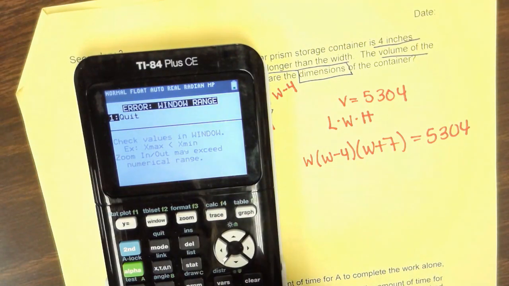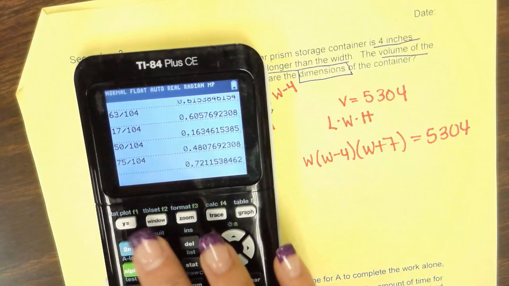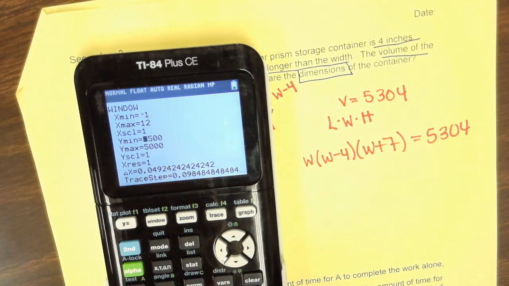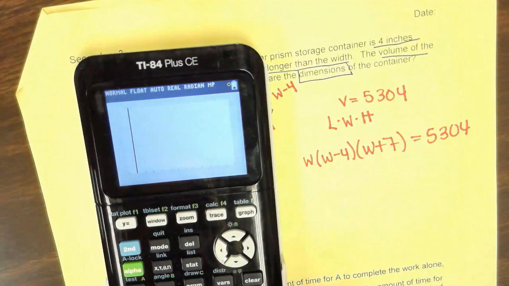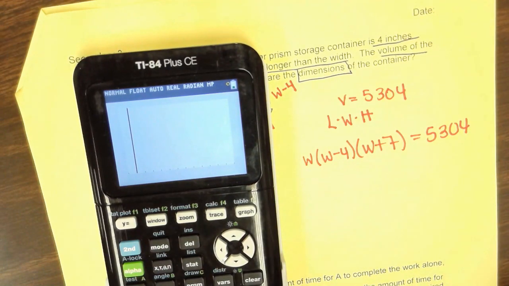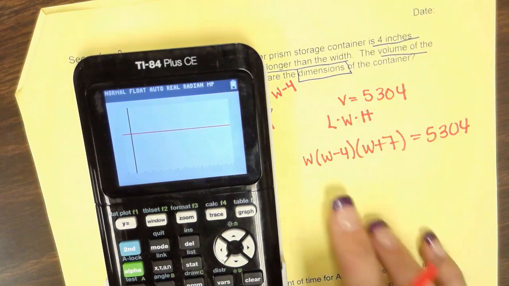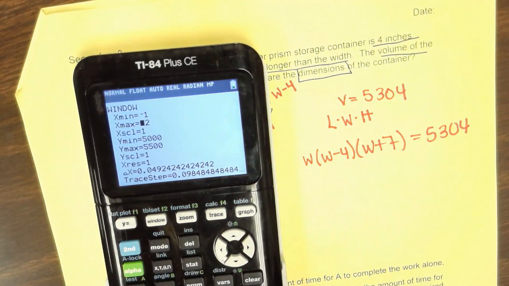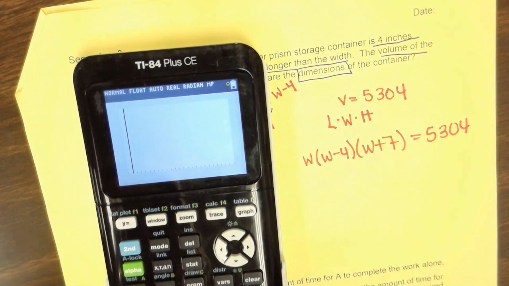Graph. Oh, something happened. Window range. Let's check it out. Oh, my min was bigger than my max. That can't happen. So 5,000 should go there, the 5,500 there. Now that looks good. And let's see where they intersect. Well, apparently I don't see my other graph, right? So let me go back to window. Maybe 12 wasn't big enough. So let's double it and see what happens. There we go. Found it.